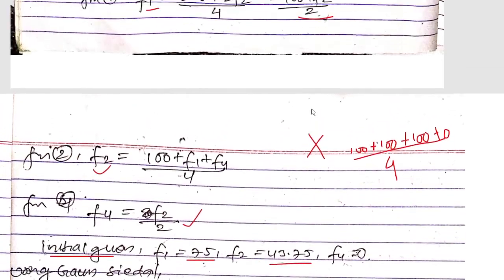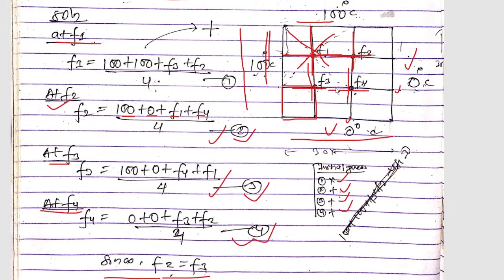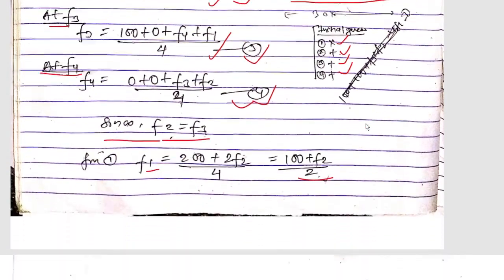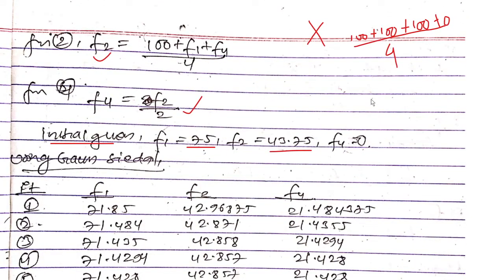And similarly for f4, right now we are calculating for f4. So if you see here the value of f4, since these two sides are 0, you can simply use the value for the initial guess as 0, or you can use the plus pattern. If two sides are given as 0 degrees Celsius, you can simply use the value of f4 as 0.